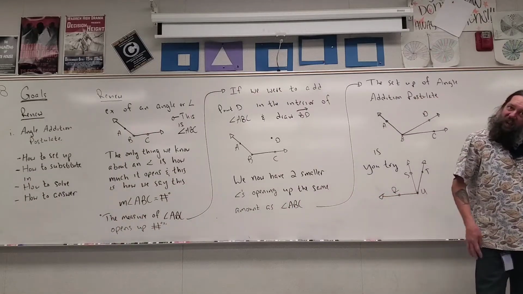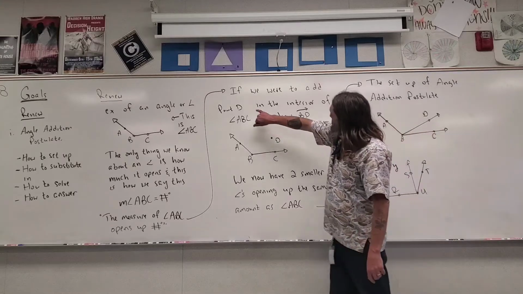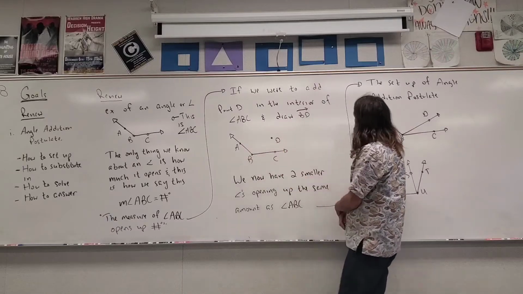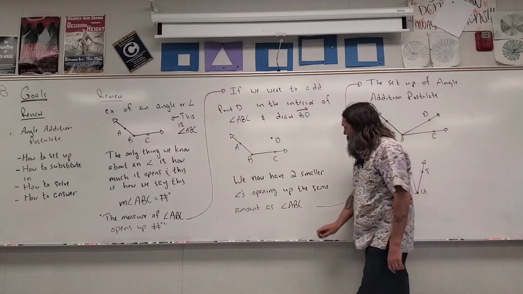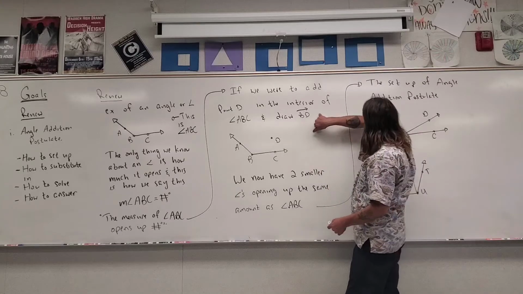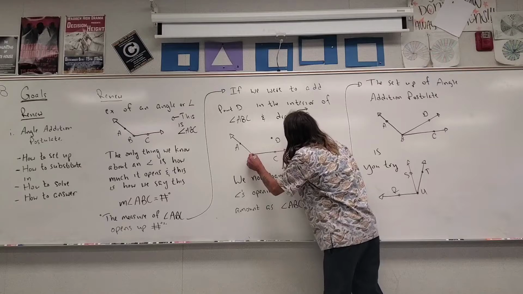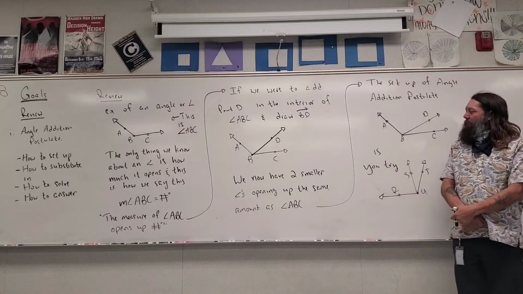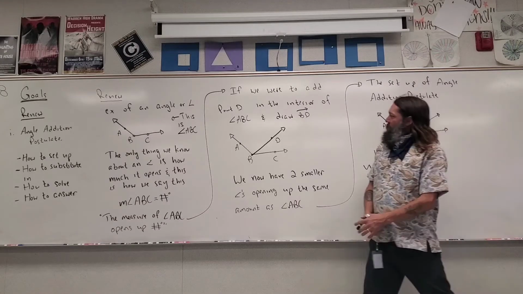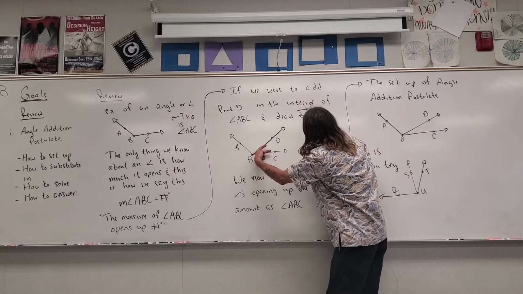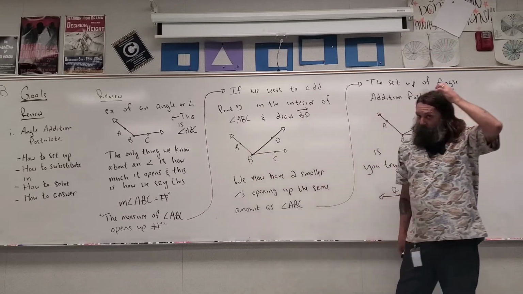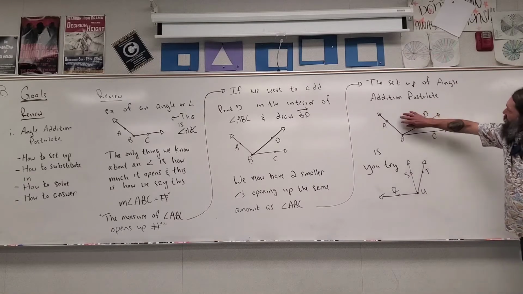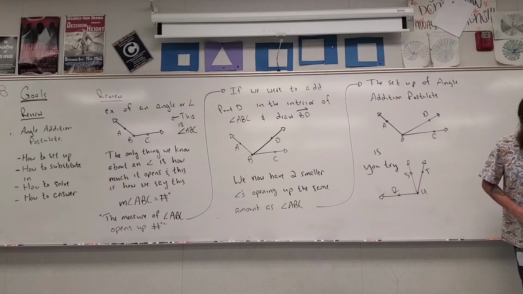I'm going to work on setting up the angle addition postulate. So if we were to add a point D in the interior of angle ABC, so it's inside angle ABC, and draw ray BD, which basically means start at point B and go through point D without end. We now have two smaller angles opening up the same amount as angle ABC. So this smaller angle and that smaller angle open up as much as our original angle. Very similar to the segment addition postulate. So let's go ahead and set up the angle addition postulate for these angles.